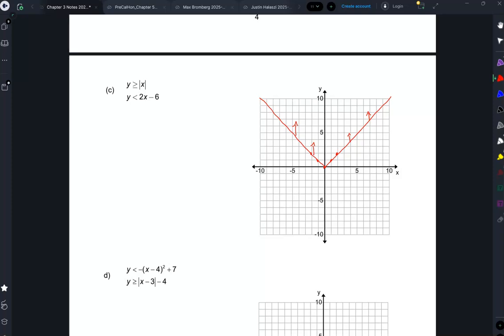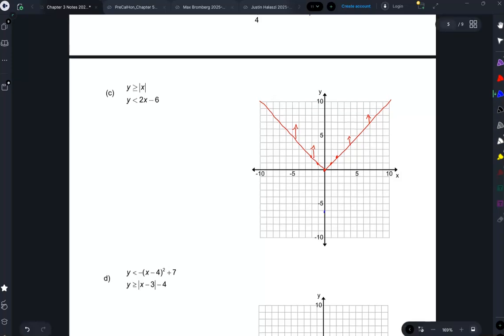Then the next one is y less than 2x minus 6. Let me go down to 6, up 2 over 1. And then I'm just going to put a few more points, like this. I just put a few more points because I want to make it more precise. This is going to be a dotted line. So there. Look at where they intersect.